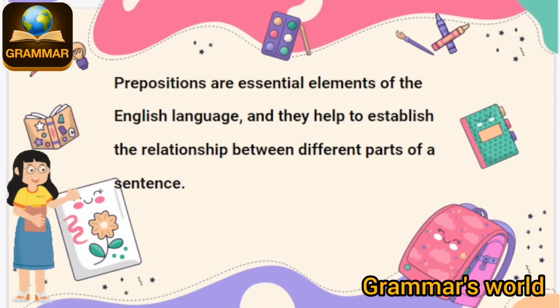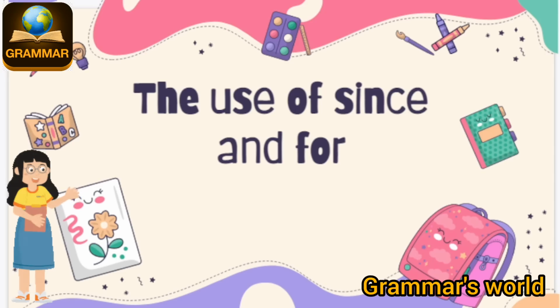Prepositions are essential elements of the English language and they help to establish the relationship between different parts of a sentence. The use of since and for. Two of the most commonly used prepositions, for and since, are often used to indicate time. While they may seem similar, they have different meanings and usage. In this video, we will discuss the meaning, use, and difference between for and since.